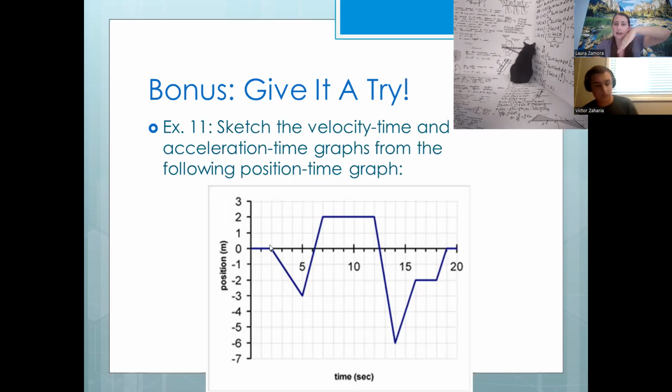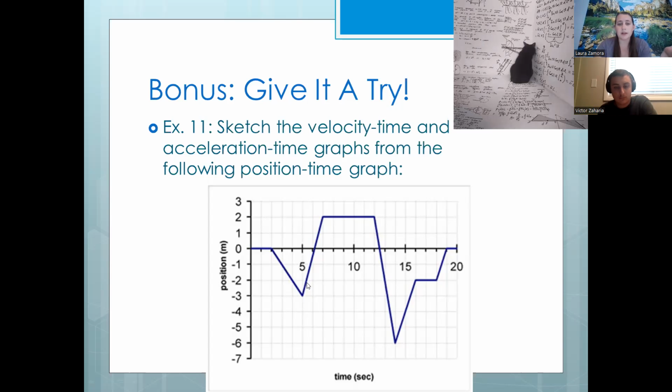This segment has a negative slope, so we could calculate the slope of this segment by doing rise over run. And in this case, our rise is negative, right? It's going downwards, so that would be a negative slope. So the rise of that would be -3 divided by that time interval. From 2 seconds to 5 seconds would be 3 seconds. So -3 divided by 3 gives us a slope of -1. So on our velocity time graph, we would have -1 as our value from 2 seconds to 5 seconds.